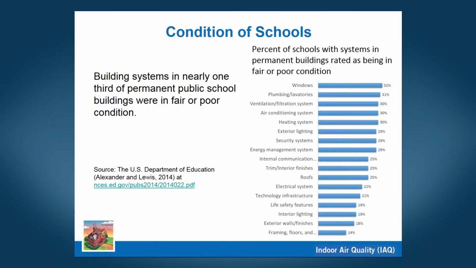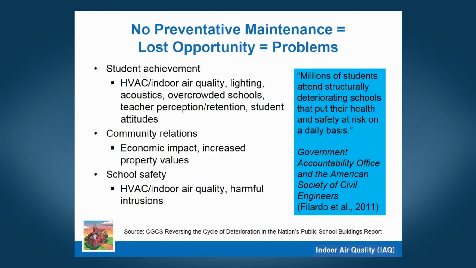Another study from Department of Education from 2014, which shows the condition of our schools, our permanent public schools. According to the study, anywhere between 14% to over 30% of our school systems are in fair or poor condition. So this study kind of confirms that the revenue that ESCOs will be getting from our school buildings will be somewhat steady.